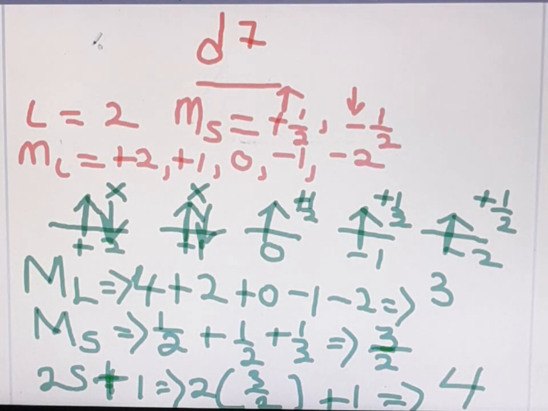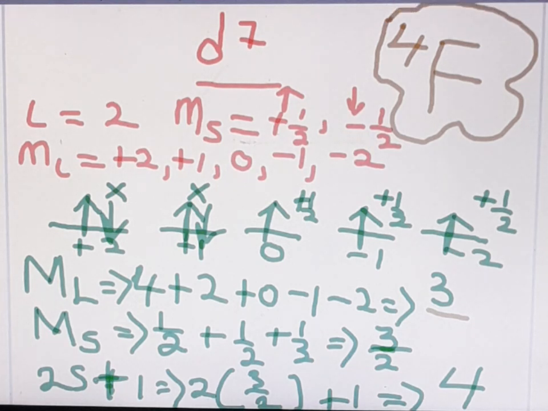From the previous video, we know that if we have the total orbital magnetic quantum number to be 3, the term is an F term. And we have the spin multiplicity to be 4. So we have 4 here. So the ground state term for a d7 atomic orbital is 4F.